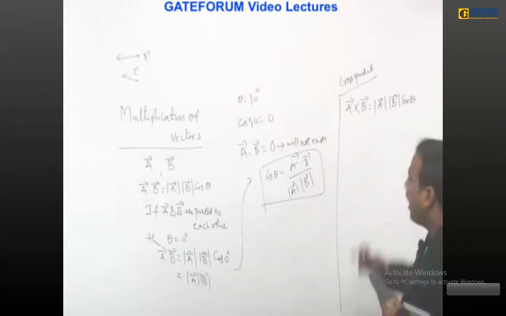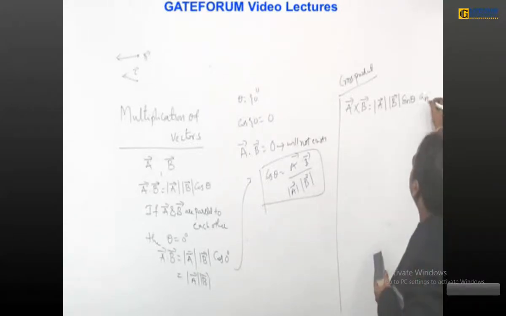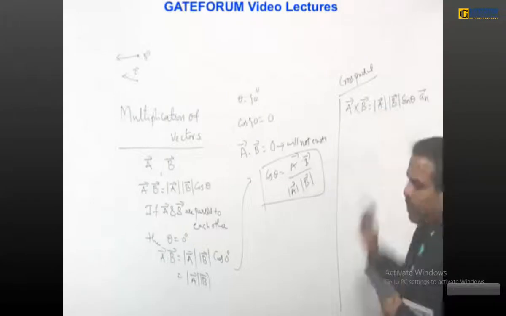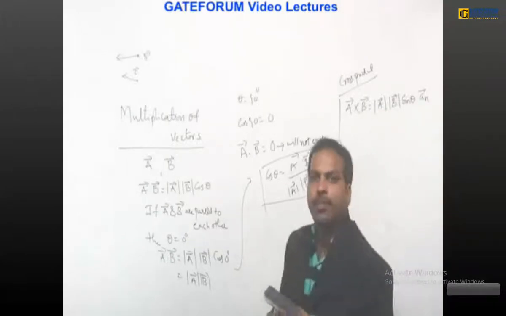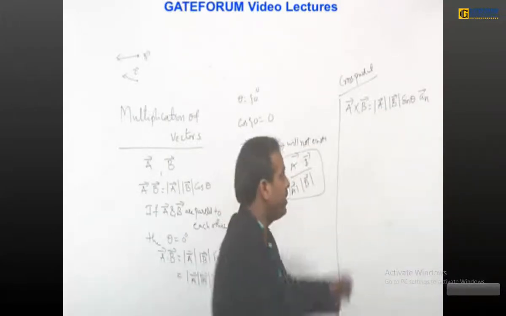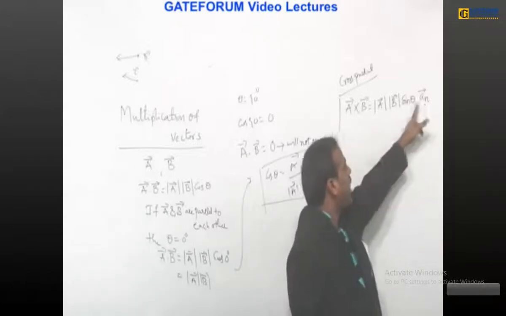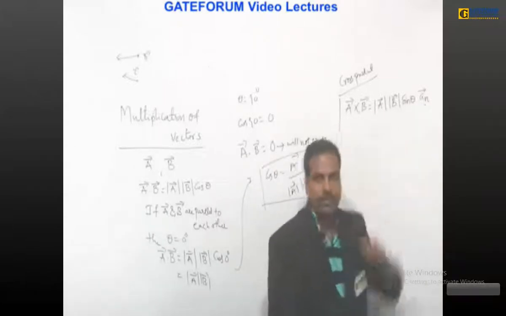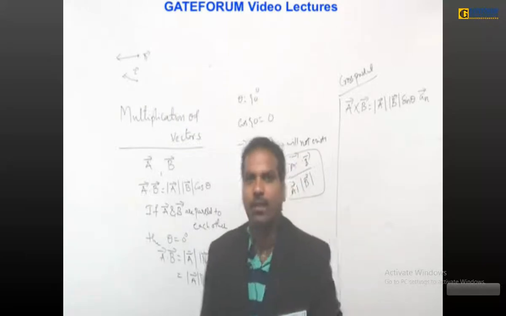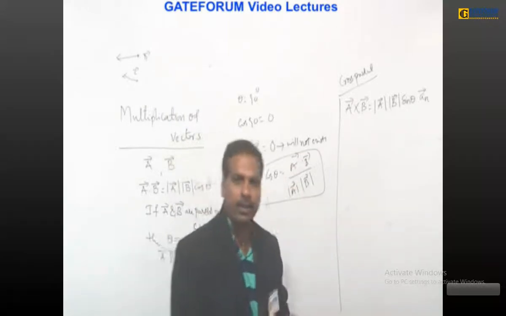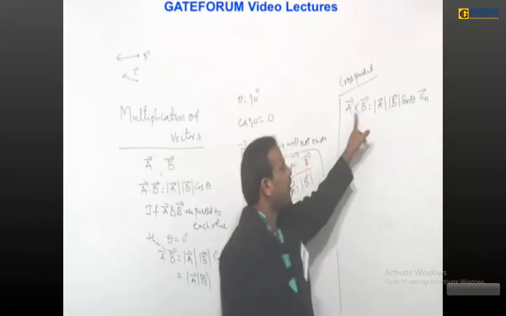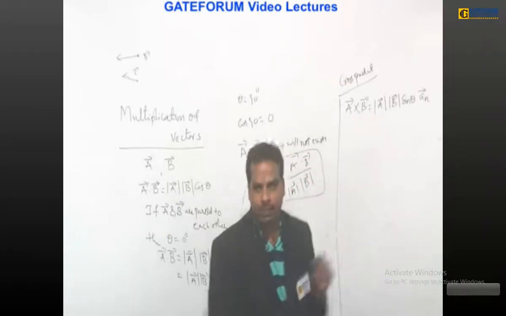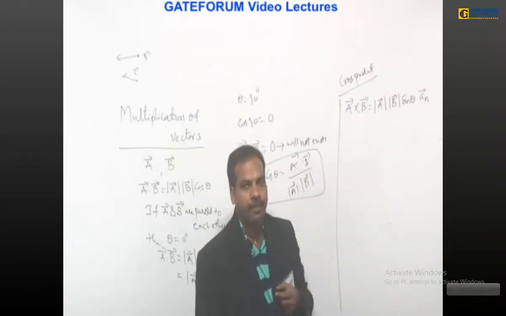into a unit normal to both A bar and B bar vectors. Now, what is this unit normal? It is very simple. It's a unit vector which is perpendicular to both A bar and B bar vectors.